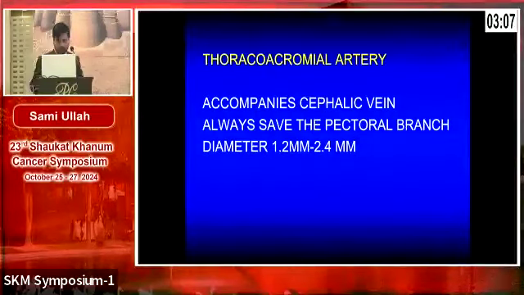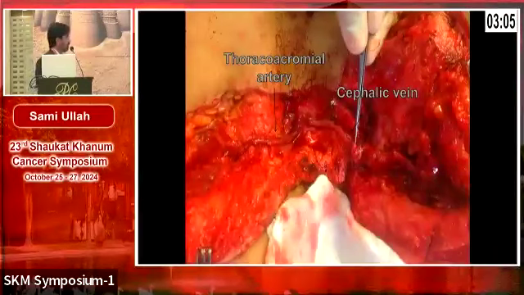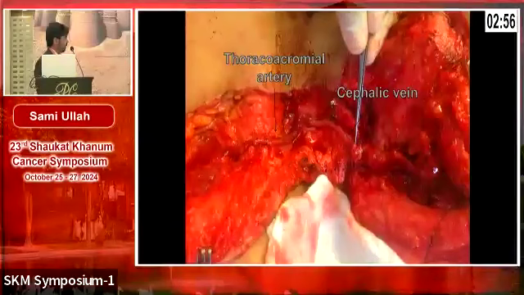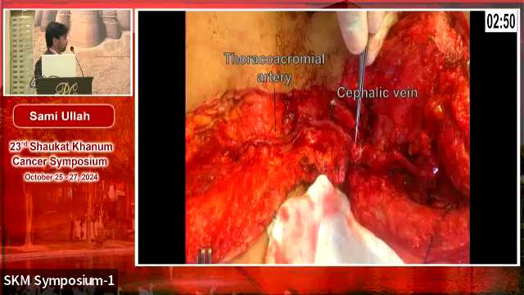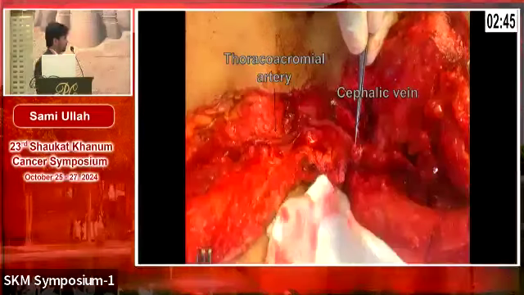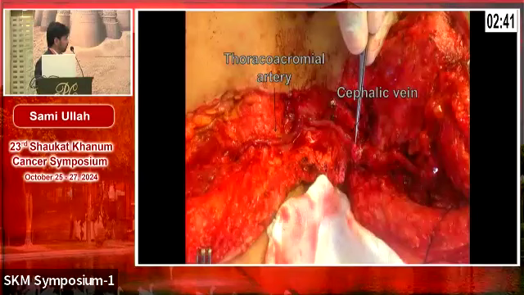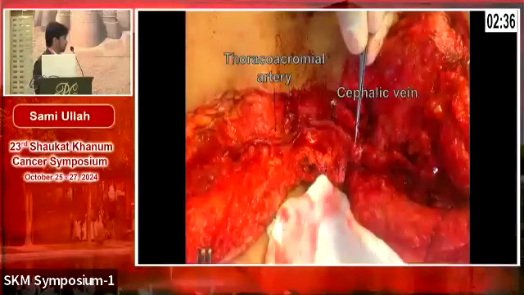Thoracoacromial artery, as I said, comes from the second part of the axillary artery. It is usually accompanied by the cephalic vein. So as you dissect the cephalic vein in the deltopectoral groove, you find it. You retract the deltoid muscle laterally and the pec major muscle inferiorly and medially, and you look for the thoracoacromial artery. You just dissect it towards its origin.